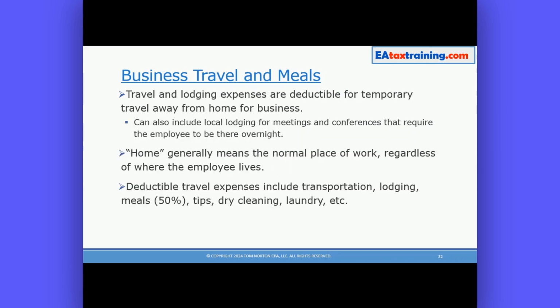Travel and lodging expenses are deductible for temporary travel away from home for business. So it has to be all of those things. Temporary. So this is not where you're sending the person, you're moving the person to a different city and you're paying for their apartment from now on. That would be wages. But if it's just a temporary thing where they're just going to be there temporarily, it could still be an apartment, but you're saying, okay, we're going to send you there for a year and we'll pay for your apartment while you're there.